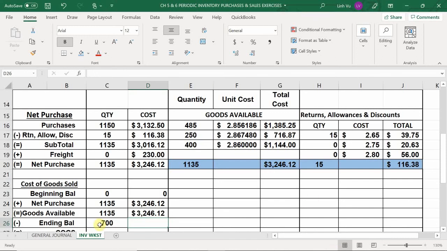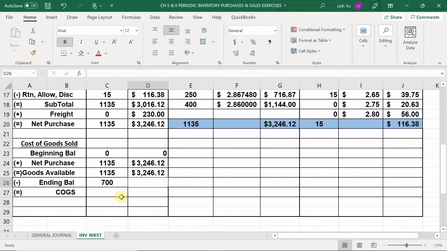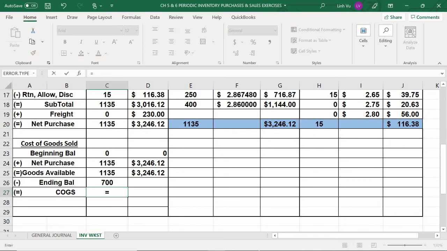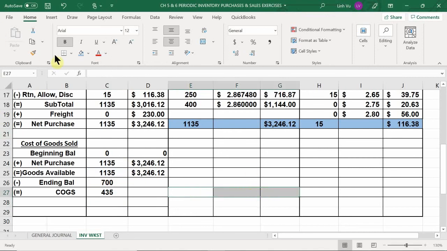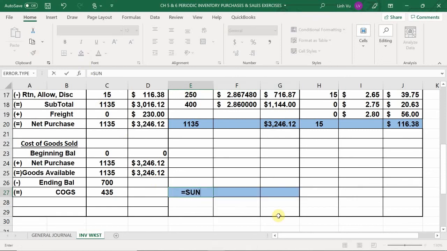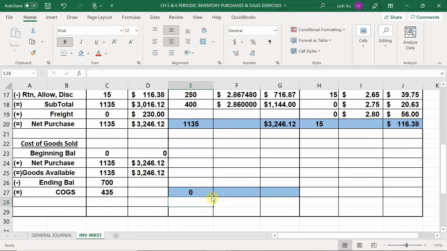Okay. Now we need to solve for our cost of goods sold because in this case, we're given that 700 units are left remaining. So then that means my assumption is I must have sold how many units? 435 units. Okay, and I'm going to go ahead and make this column my equal sum so that I can solve for my items. Okay. So I have right now 0 here.